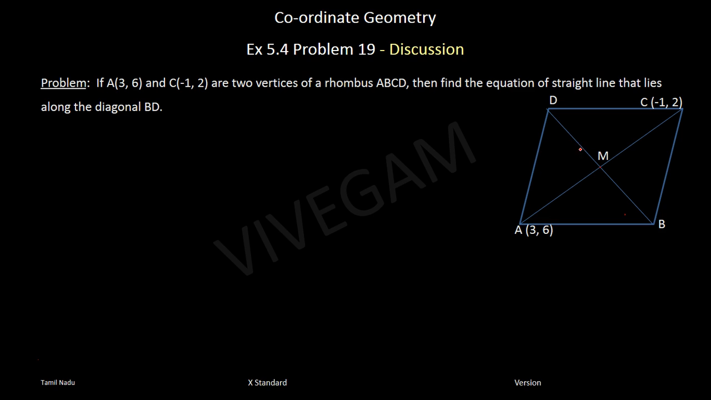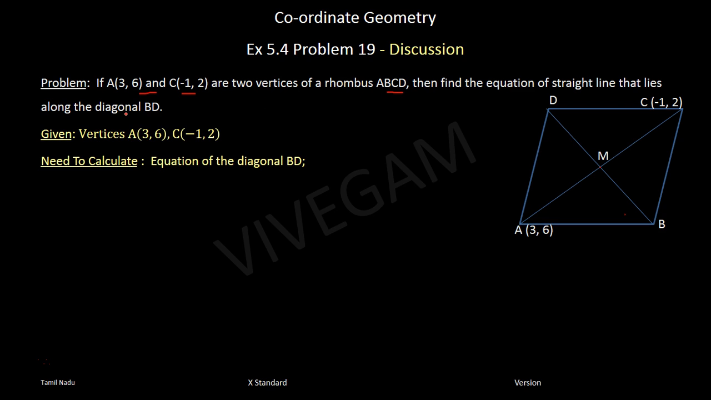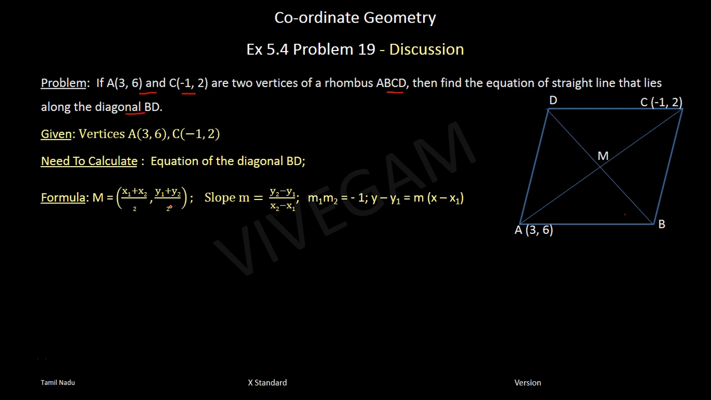Okay, so what is given? Given are the two points, A and C. It's a rhombus. What are we asked? We are asked to find the diagonal BD. What's the formula? We'll have to find the midpoint. So use the midpoint formula, (x1 plus x2) by 2, (y1 plus y2) by 2. And then the slope of this line we need to calculate. The slope of AC we'll have to calculate using the two-point form, that is this point and this point. So you have to use this two-point form for the slope.